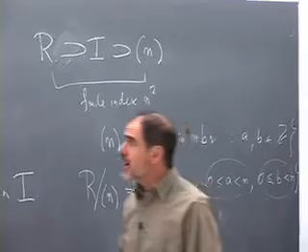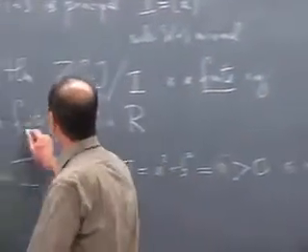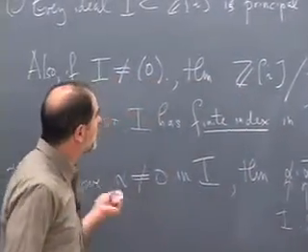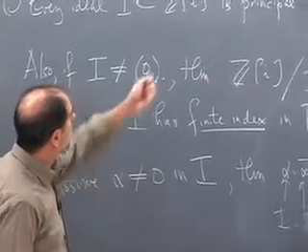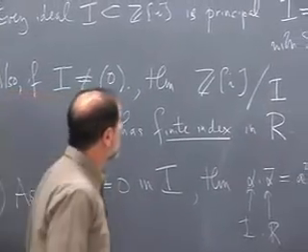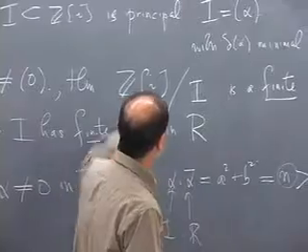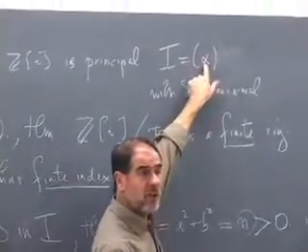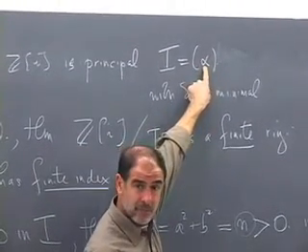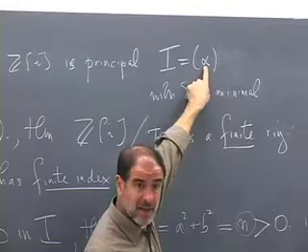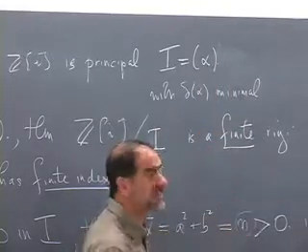Okay? Now you might ask, what is the index? Once we know it has finite index, and we know it's principal, can we calculate this index in terms of some quantity associated with the generator? There should be some formula for the index once it's finite. So here's the formula.